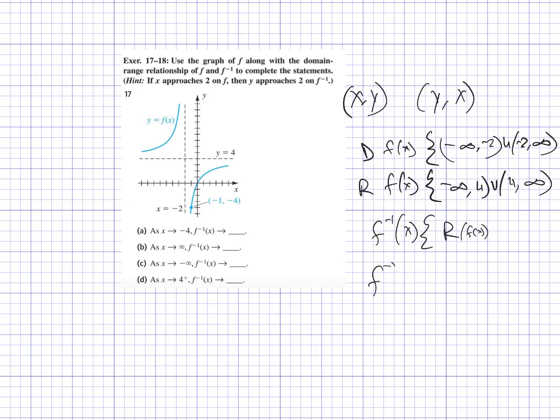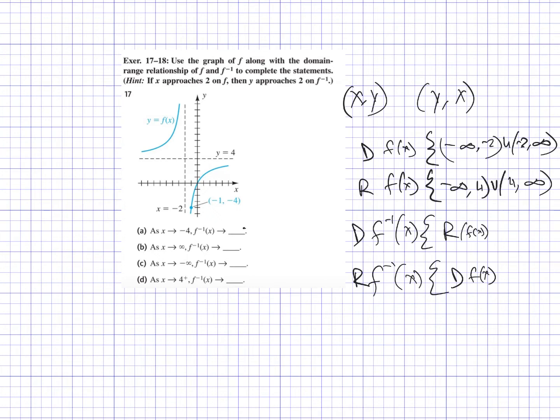In the inverse of f of x, the domain, so we're going to say the domain is the range, and the range of the inverse is going to be the domain of f of x. So you flip those. I know it sounds kind of strange. So here's what happens. Let's just do part A here.